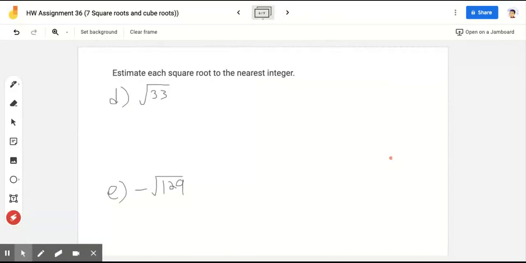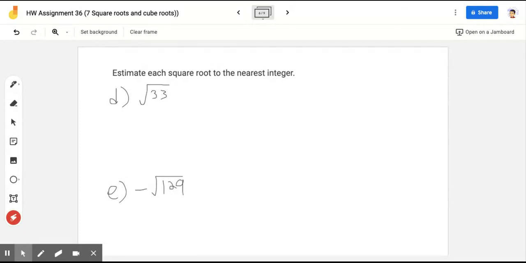All right, let's keep going. Being able to estimate square roots to the nearest integer, and all of this really being done without a calculator. We could always double check with a calculator, but all of this really could be done without one. So the square root of 33 is not a perfect square, but we can estimate it to the nearest integer.